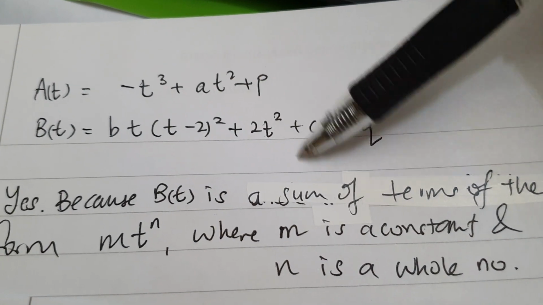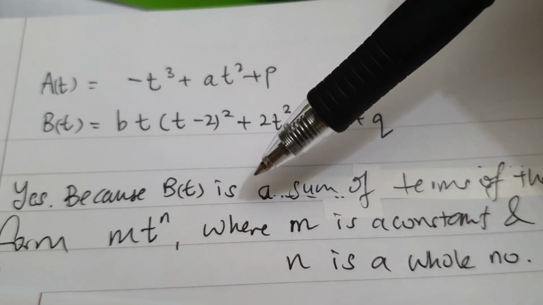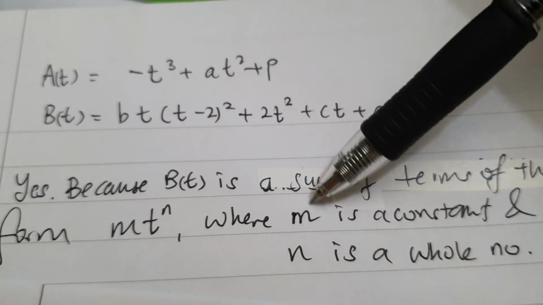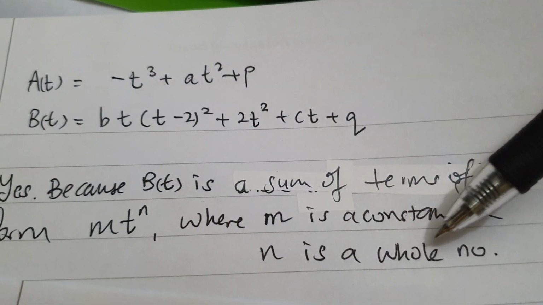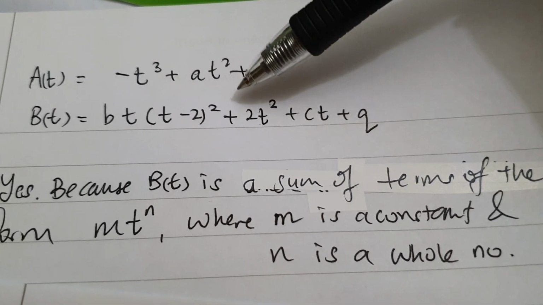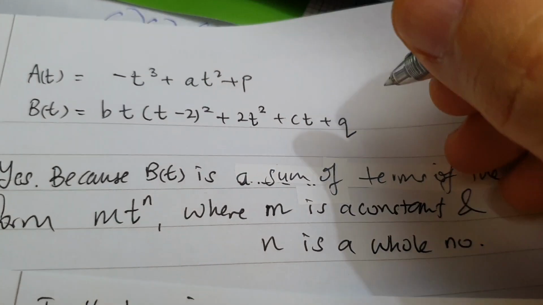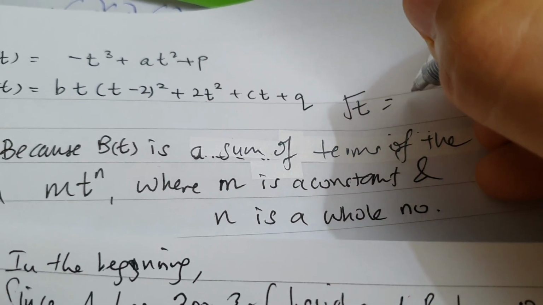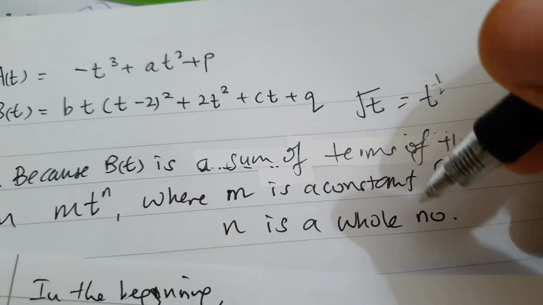So when I say it's a sum, it can be something minus, let's say, t squared. Okay, so that's what we mean by constant. And although I use the word sum here, it can be a minus something because this is a constant. And the important thing is that n is a whole number. You don't see any 1 over t. You don't see any square root t. If you have this, then according to what you learn in indices it is power half, right? Okay, so power half is not a whole number.